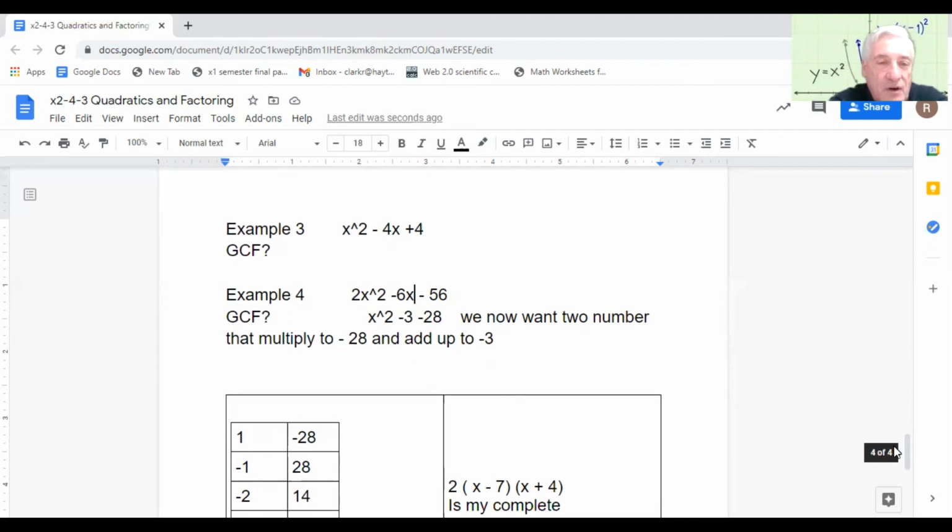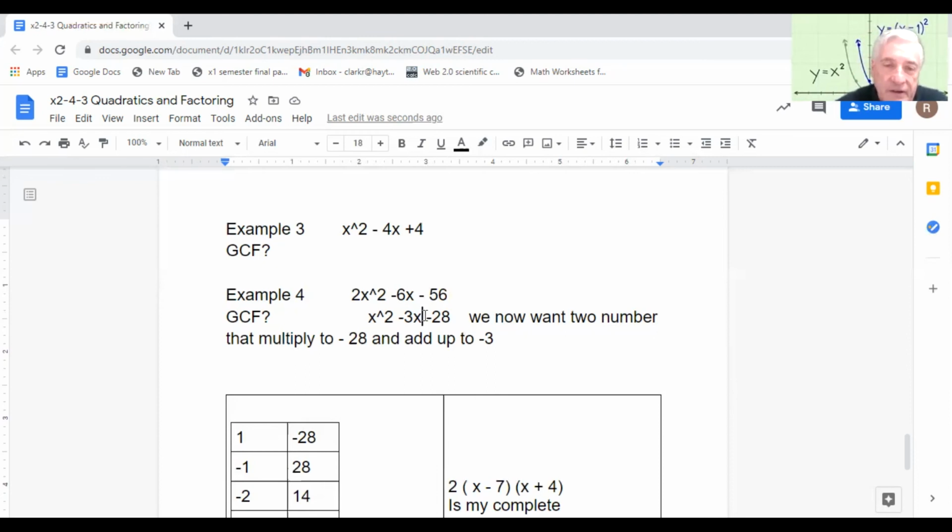Now, example 4. 2x squared minus 6x minus 56. Does it have a GCF? Yeah, 2. What's common about 6, 56, and 2? 2. Take the 2 out and you get the next equation I have written down here. It's x squared minus 3x minus 28. Now, I'm looking for 2 numbers that multiply to minus 28. That's the last number. One is positive, one is negative.